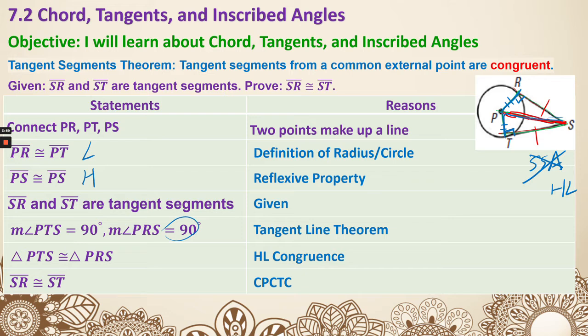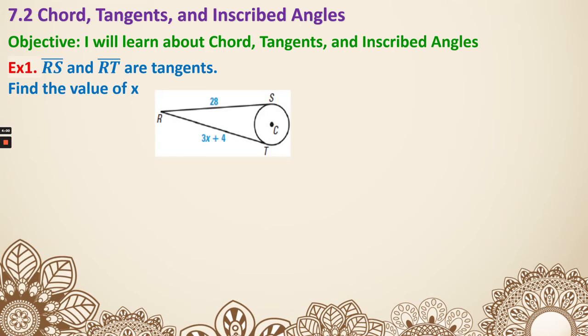Let's see how we can use it to solve some problems. First one, RS and RT, they're both tangents, so that basically means these two are the same. So we just set them equal to each other. 3x plus 4 equals 28. Minus 4 minus 4, 3x is 24, so x equals 8.